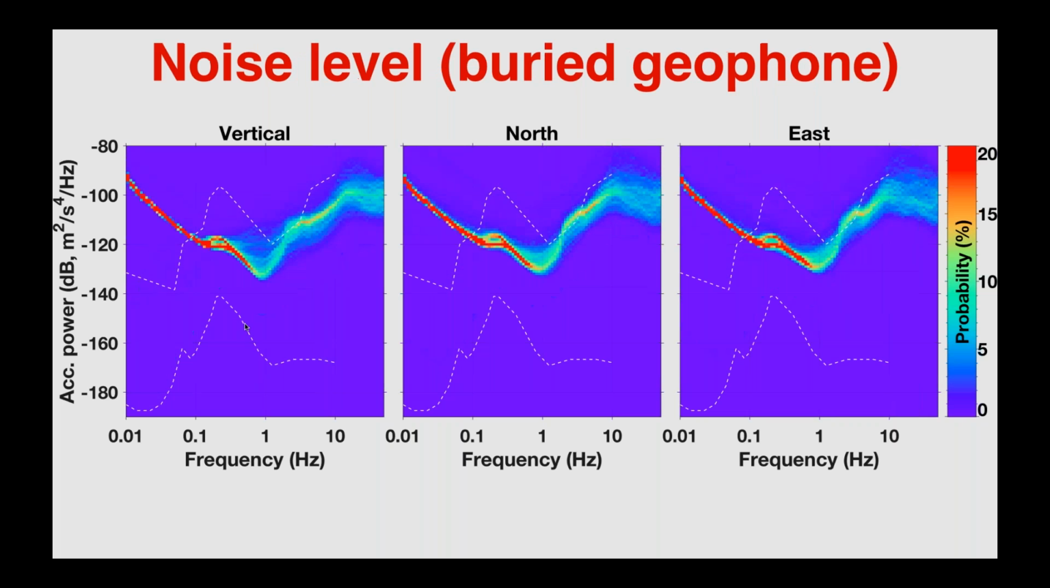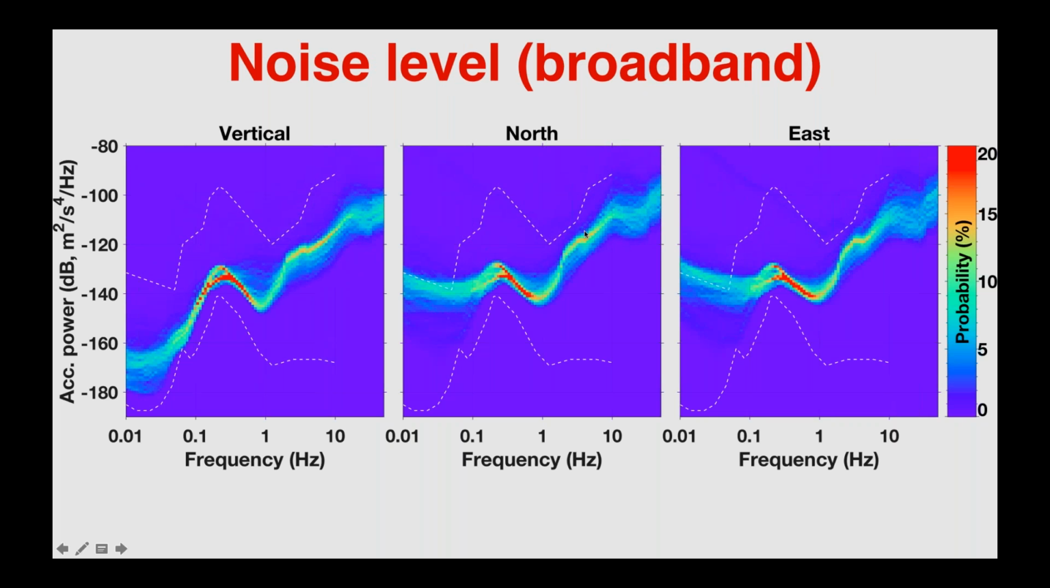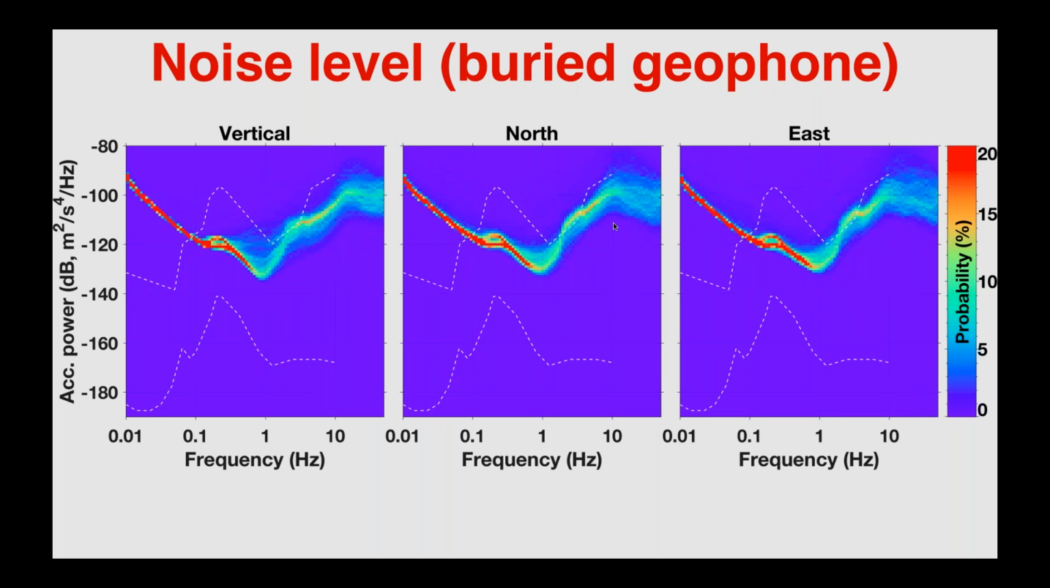Compared with that, buried geophones show a little bit higher noise levels, at frequencies higher than about 0.5 Hertz, around here. We can see that the shape of the PSD is the same, but all noise levels are elevated. That is related to the quality difference between geophone and broadband sensors. And the very long period part is probably very hard to use, because that is more related to the noise level of the sensor itself.